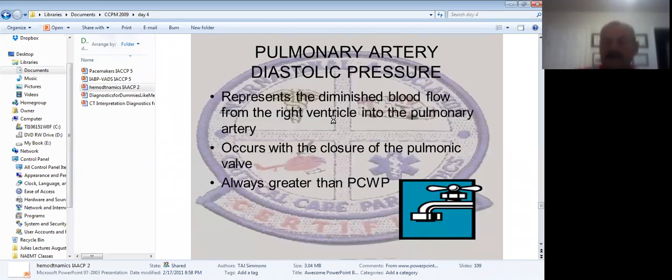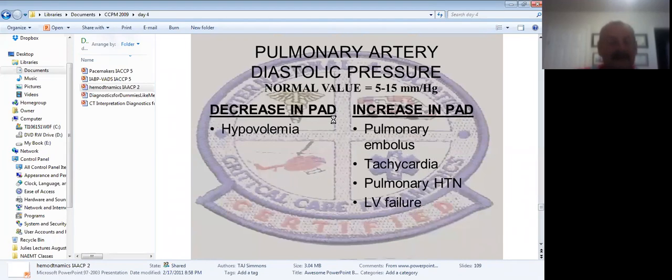Again, pulmonary artery diastolic pressure, same thing. You have a volume deficit if this is low. The norm here should be 5 to 15 on the diastolic side. So remember, when it is low, you have a volume deficit problem.